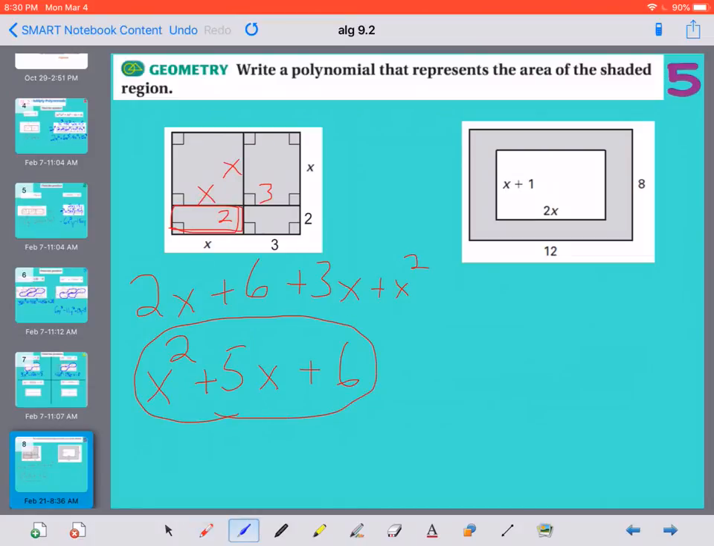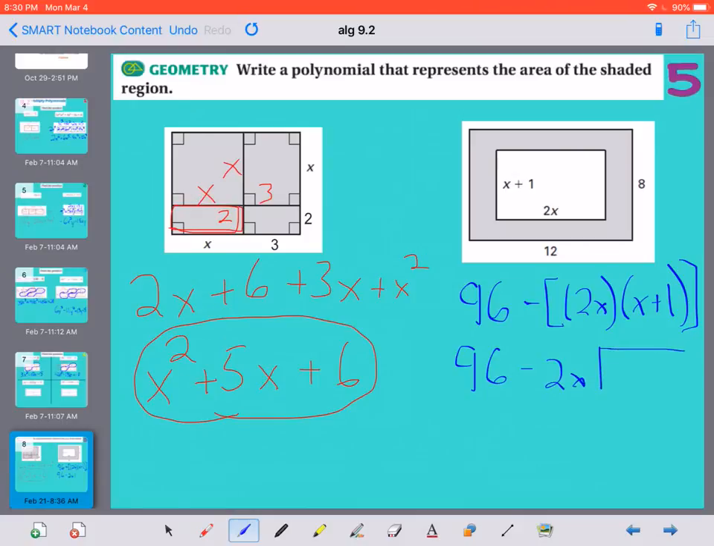Here we have to find the area of the shaded region, so we need to find what the area of the middle is, and then subtract it from whatever we find before. So 12 times 8, well, that's going to give us 96. Now what we're going to do is subtract the middle of our box here, which is 2x times x plus 1. So we'll have 96 minus 2x.